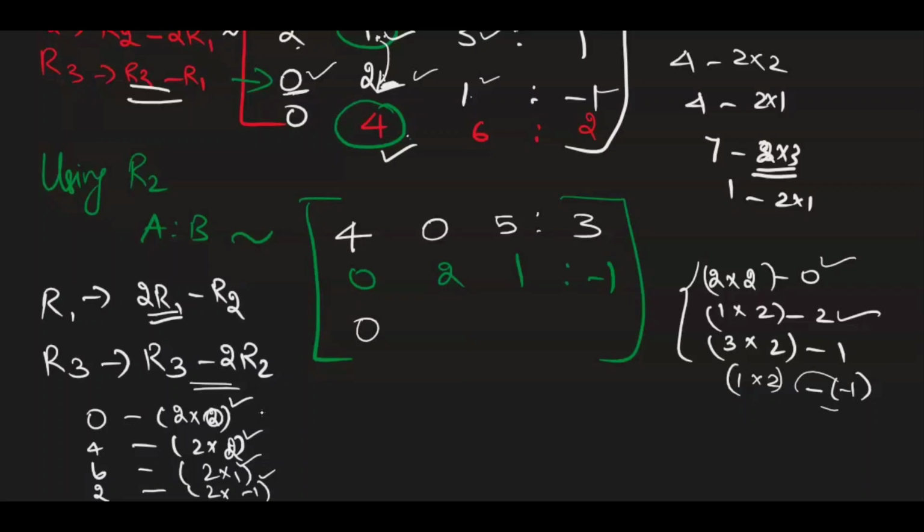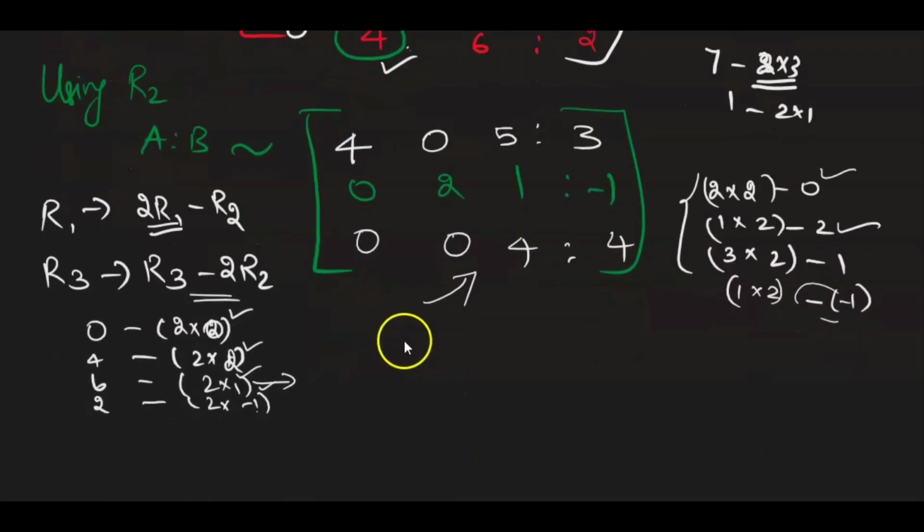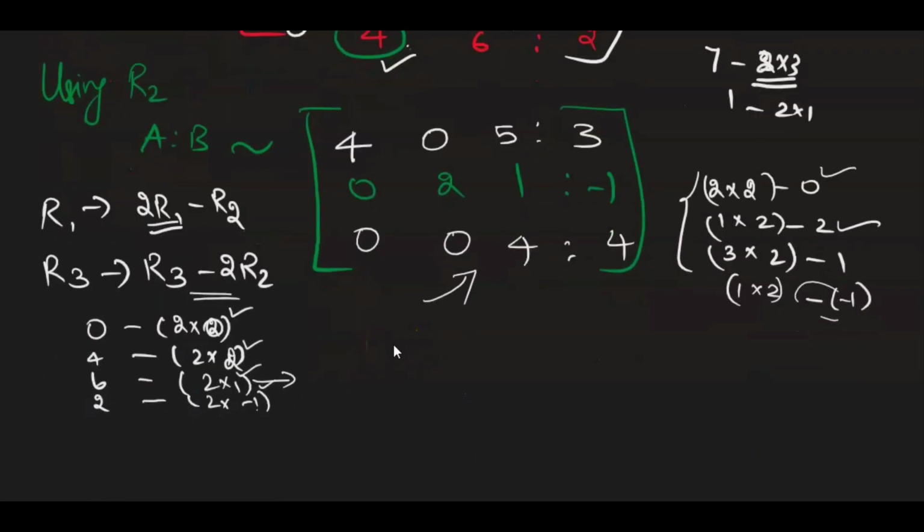And then the first one will become 2 minus 2 into 0, 0. Second one, 4 minus 4, 0. Then third one, 6 minus 2, 4. And the last one, 2 minus a minus plus 2, 4. So this is our target. If you see the last row, completely we've reached the target because your last row has 0, 0, 4. Only the diagonal element is alive.